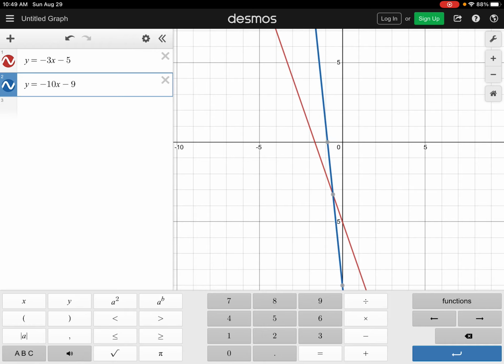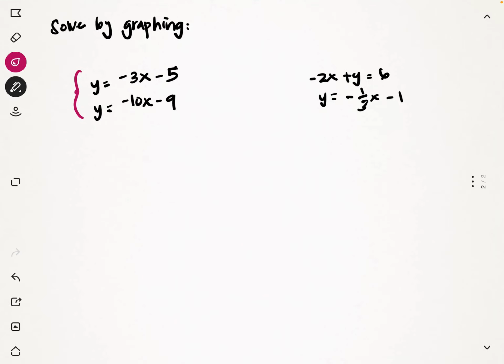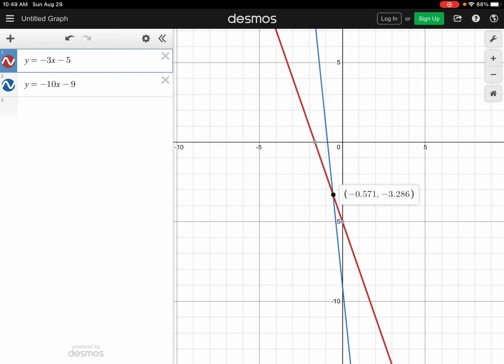Okay, so if we look at these two lines and we find the point that they intersect, it's at negative 0.571 and negative 3.826. I think the Alex assignment is asking us to round to the nearest hundredth, so that would be negative 0.57. And we're going to have to round the 8 up to 9, so negative 3.83.